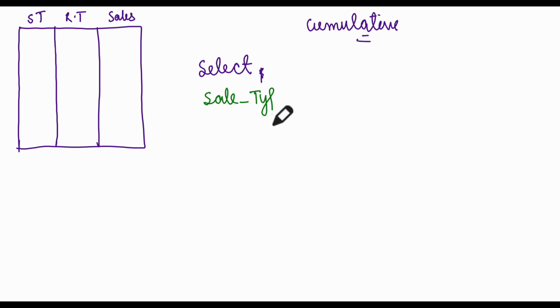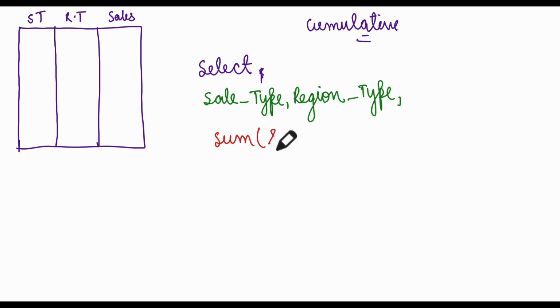Then we will write down region type. Once your categorical variables are done, you will go to the numerical variable. Now, numerical variables cannot be categorized, so you need to use a summary. So you need to have the sum of your sales. Okay, now this will come from your main table.